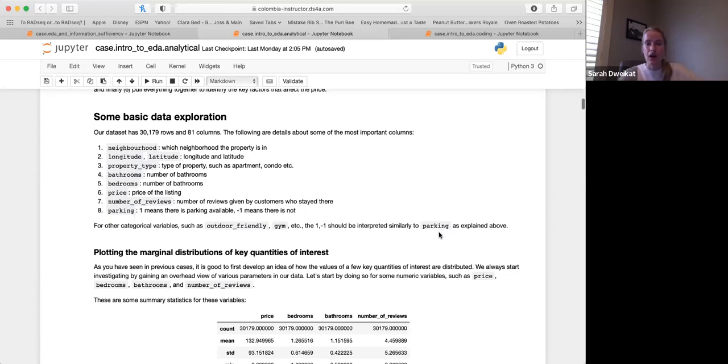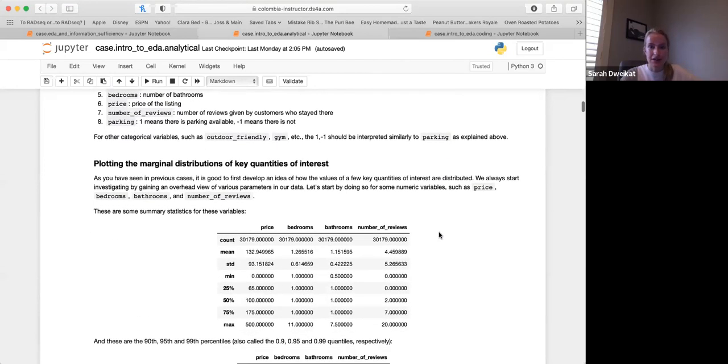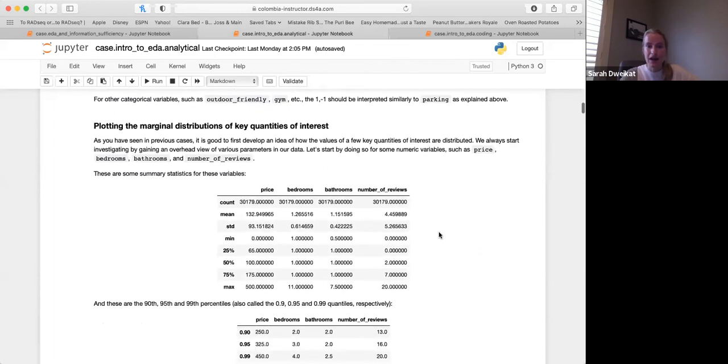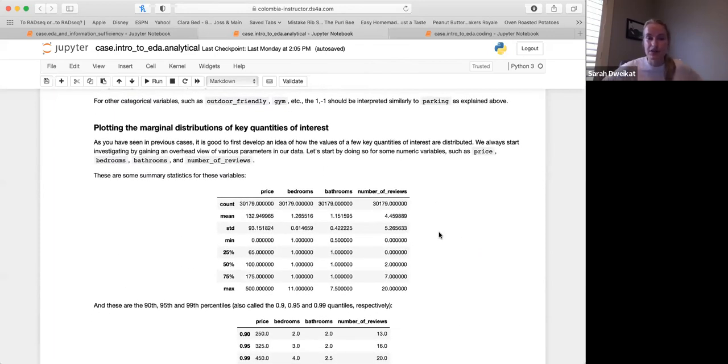So, it's always important to inspect your data set ahead of time and look at some of these features. And that's what we're going to do here, and look at some summary data for these. So, the first thing that we want to do is look at the distributions of some key quantities of interest.